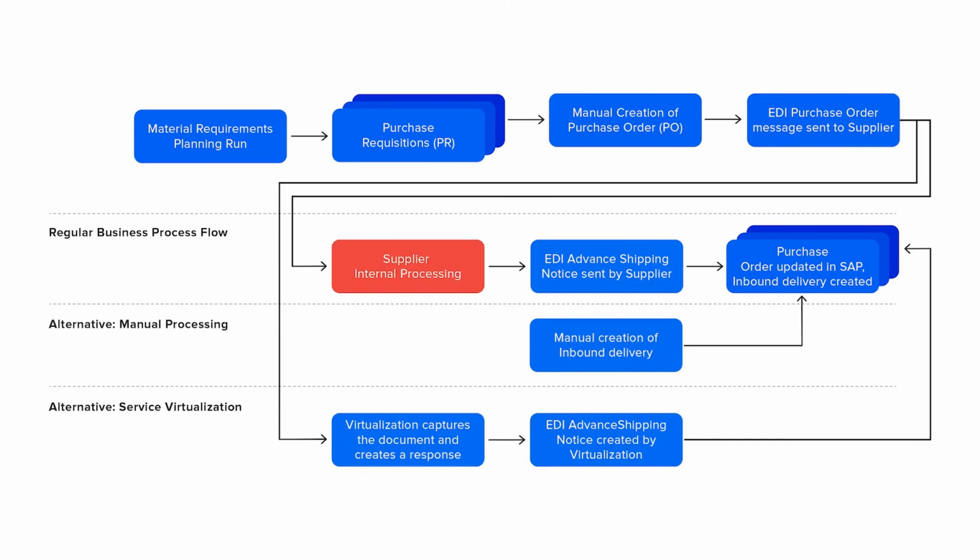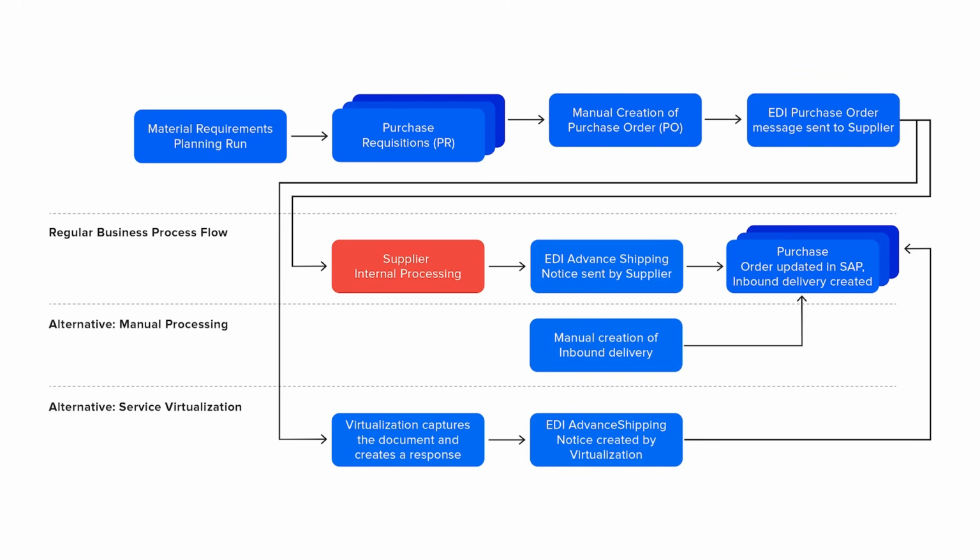The process starts with a purchase requisition, converted into a purchase order, and the system then issues an EDI message with this purchase order to an external supplier. The supplier responds with an advanced shipping notification confirming allocated quantities. In the system, such confirmation updates the purchase order with expected delivery dates and creates an inbound delivery document.